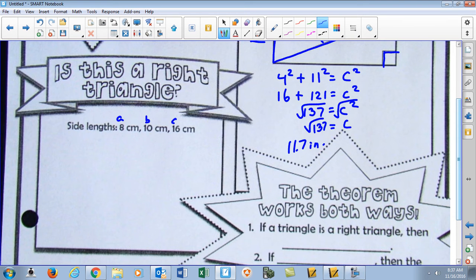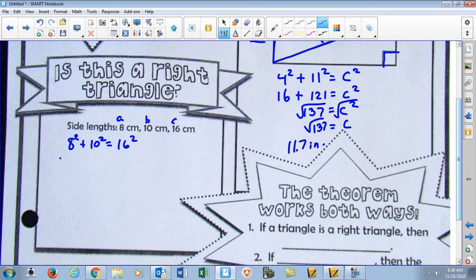So go ahead and plug these into the numbers. So 8 squared plus 10 squared equals 16 squared. The goal is this: I need to get the left side to equal the right side. If that happens, those are three sides of a right triangle. If my left side does not equal my right side, this is not a right triangle. And that's how simple it is.